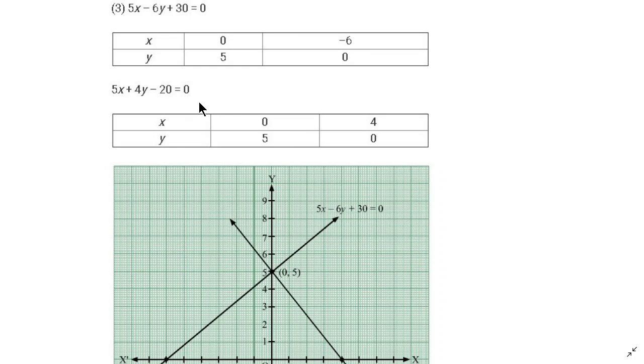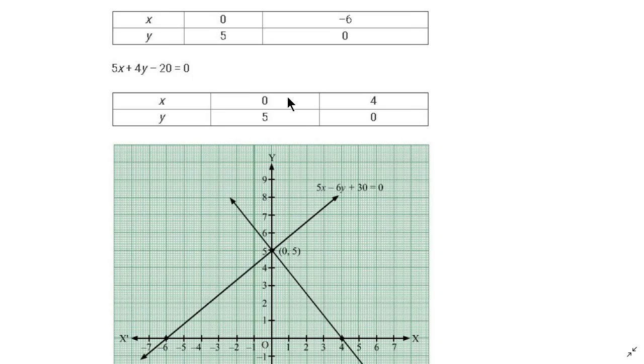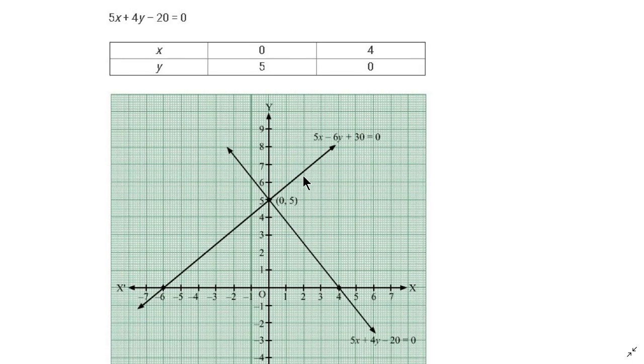The third question is 5x minus 6y plus 30 is equal to 0 is one equation. Then 5x plus 4y minus 20 is equal to 0. Try to put x is equal to 0, then find y. Then put y is equal to 0, then find x. Similarly do with this, put x equal to 0, then find the value of y. Then put y is equal to 0, then find x is equal to 4.